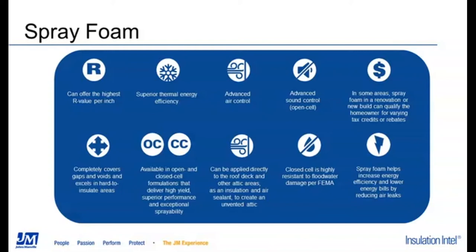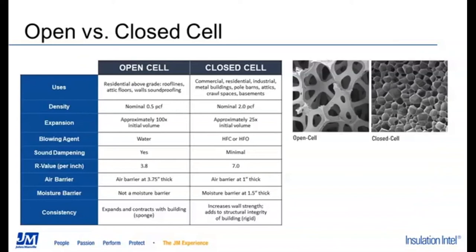When we take a look at spray foam, because it can be custom manufactured in the field for each one of the cavities that it's going into, it provides air barrier and also R value for all those cavities. And if you're using closed cell spray foam and it's more than an inch and a half thick, you also get a vapor retarder. If you look to the right of the screen, open cell is just open with cells, and the closed cells, as you can see, are really tightly dense packed. And they contain a gas that gives them the higher R value. Open cell can be used in residential, mostly above grade, roof lines, attics, walls, and soundproofing, whereas closed cell can be used commercially, residentially, and industrially. It can be used on metal buildings and pole barns, attics, crawl spaces, basements, and is typically used for continuous insulation on the exterior of buildings.